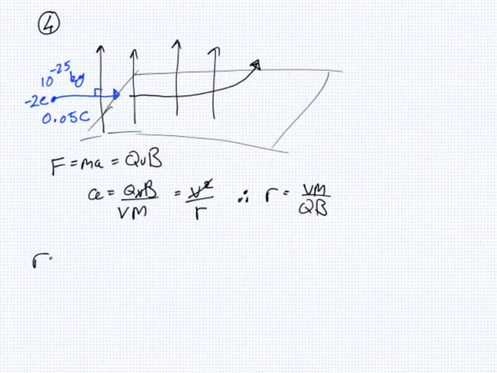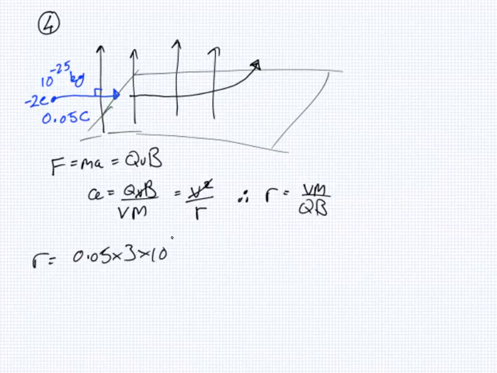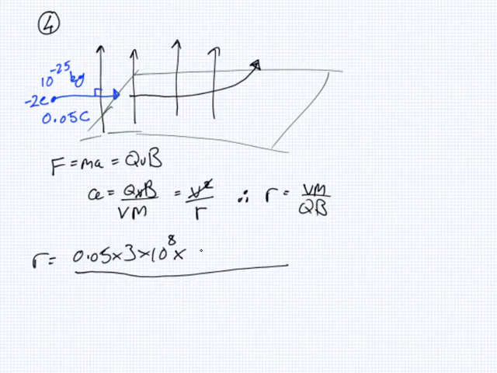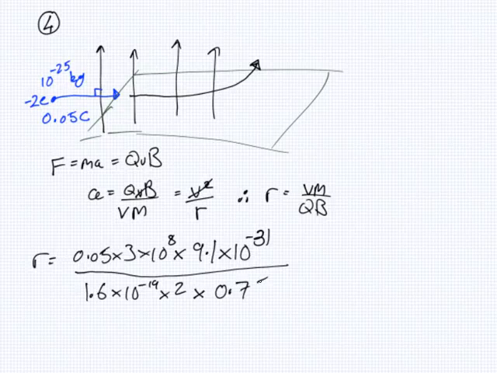So the radius will be 0.05 times 3 times 10 to the 8. Yahya, can you give me the mass of an electron, please? It's constant number 3, I think. It's 9.1 times 10 to the minus 31. And also, what was the e again? It was 1.6 times 10 to the minus 19. And there's 2 of them. And the B, did I tell you what the B was? 0.75.